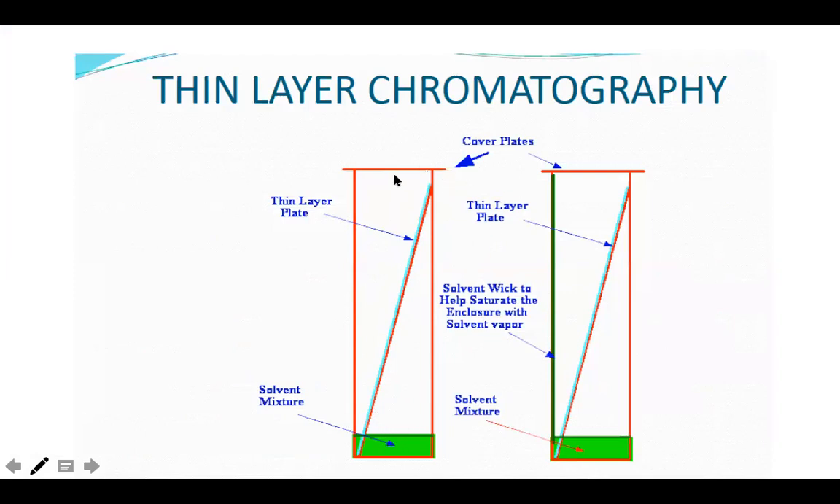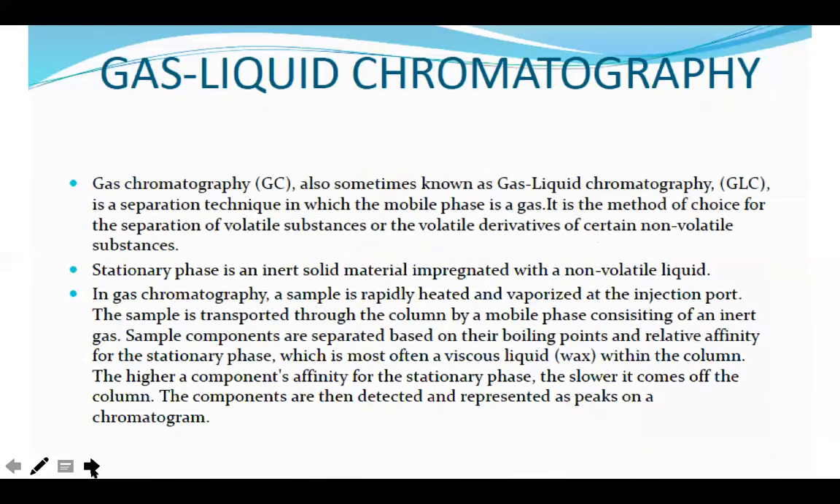Here you see the cover plate, and this is the thin layer plate, and this is the tank we use for chromatography. We use a small thin layer of solvent mixture, and the solvent moves through this thin layer chromatographic plate, and if you put a compound, then the compound runs and separates. Diagrammatically, we show how thin layer chromatography is done.